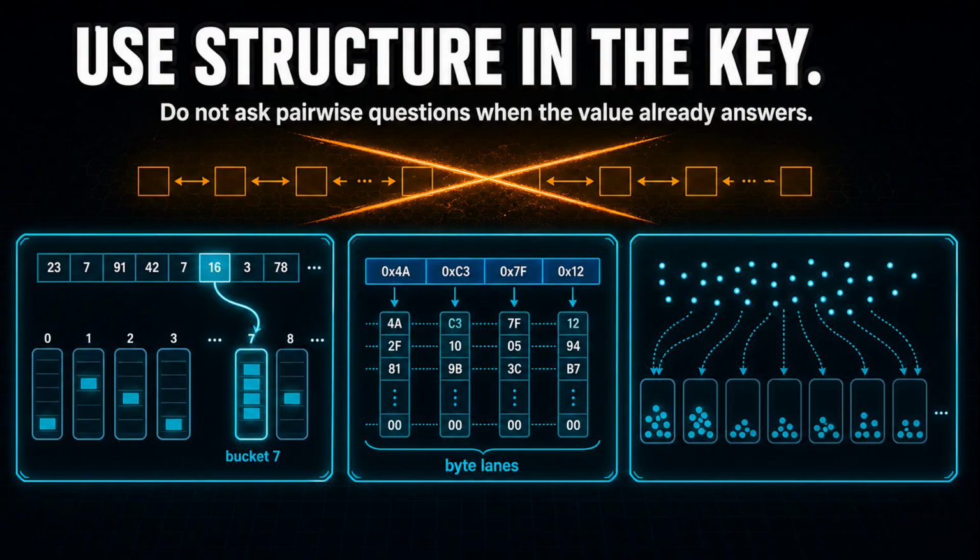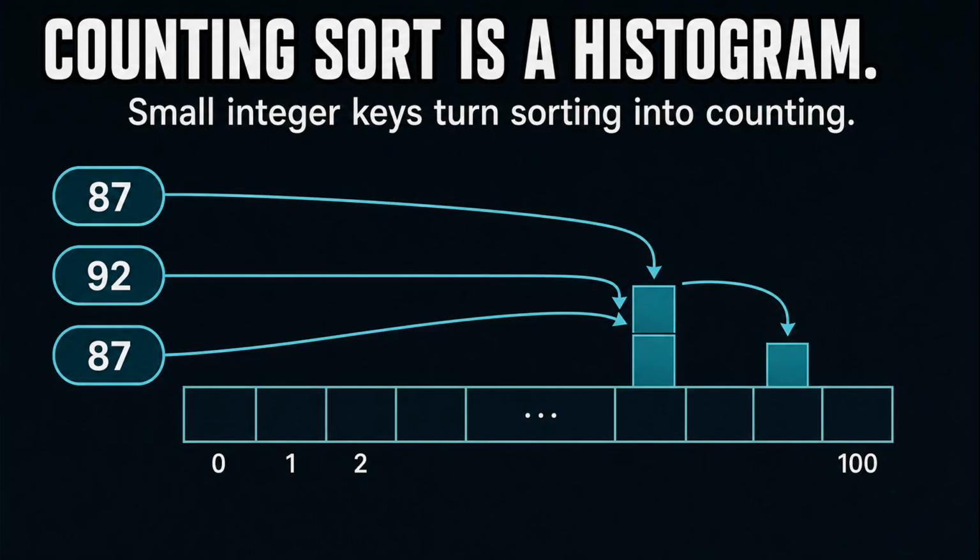That is the lesson. From that lower bound contract, the loophole is not cheating. It is using information that is already sitting inside the value. If the value is a small integer, you do not need to ask whether 7 is less than 12. You can walk straight to bucket 7 and increment a count. That is the core move. These non-comparison sorts stop treating values as opaque objects. They exploit structure: bounded ranges, fixed width digits, or a distribution that lets you split the work into small pieces. That is the unlock. Counting sort is the cleanest version.